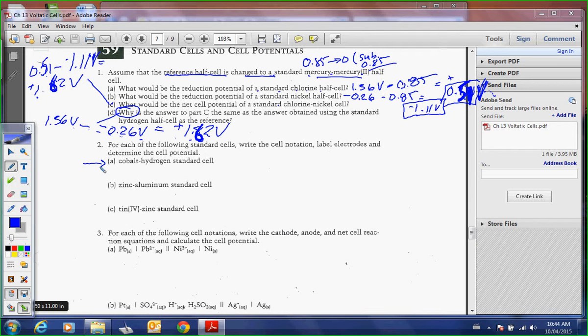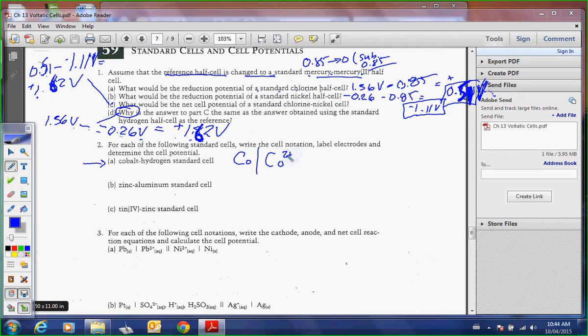What is the cobalt hydrogen standard cell? What are the chemicals involved in there then? Cobalt. Co2+. And so cobalt would be a stick, right? What's the solution that must go with that stick? Cobalt nitrate. Or does it matter? No, so I might as well not cloud my judgment and I'll put Co2+.